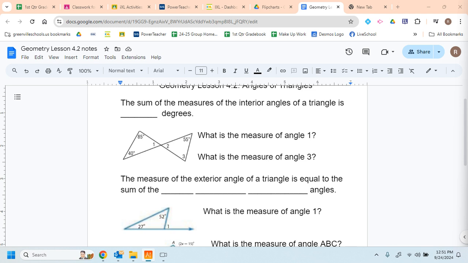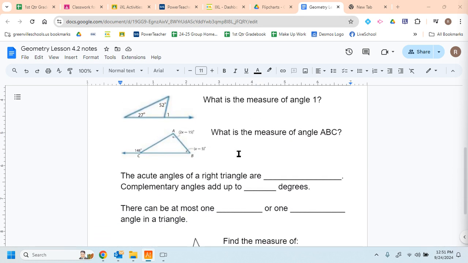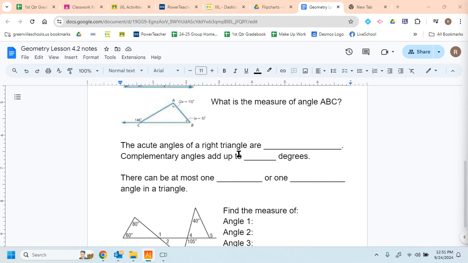The next one says the acute angles of a right triangle are complementary, and complementary angles add up to 90 degrees. Also, there can be at most only one right or one obtuse angle in a triangle.